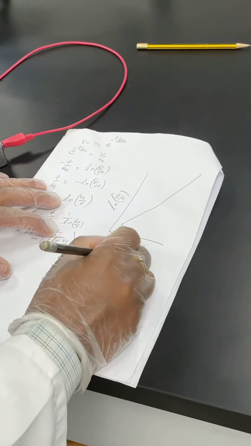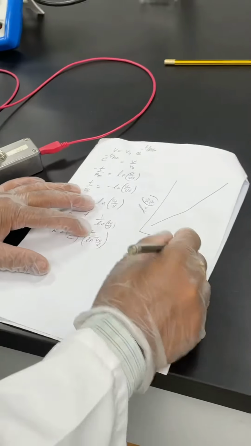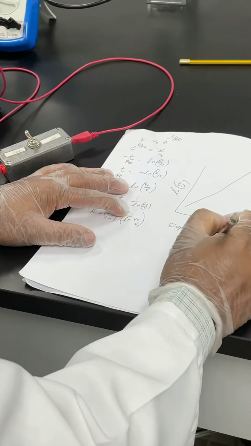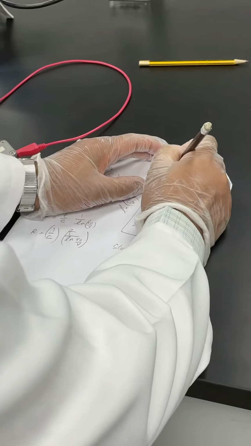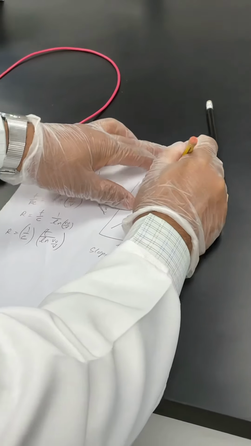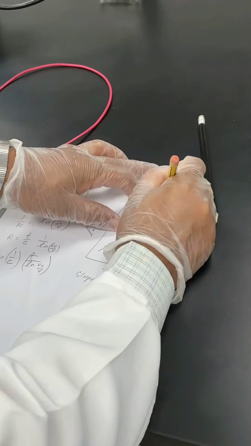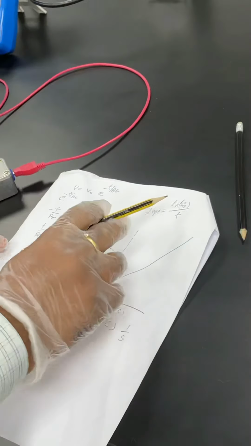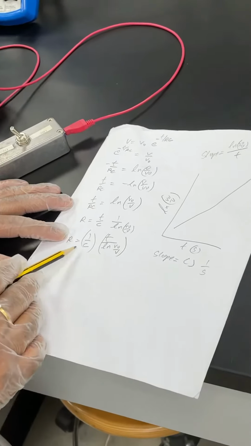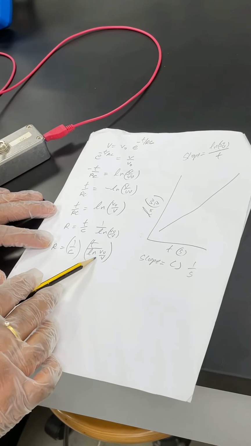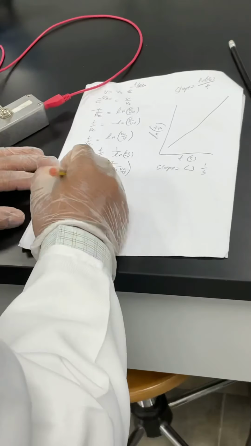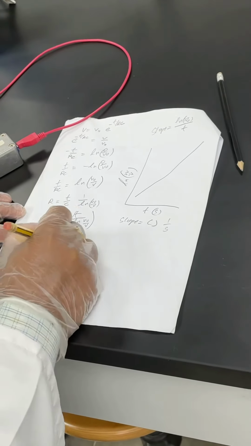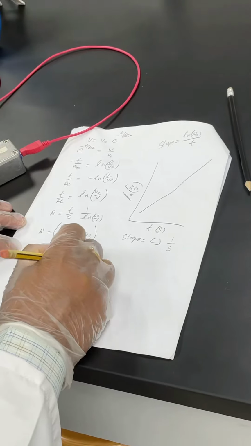Your slope is equal to something. There is no unit for ln V0 over V, so the unit of the slope is 1 divided by second. And what is the meaning of the slope? Your slope is equal to ln V0 over V divided by T. Now come to this: T over ln V0 over V is the flip of the slope. R is equal to 1 by C into 1 by slope.